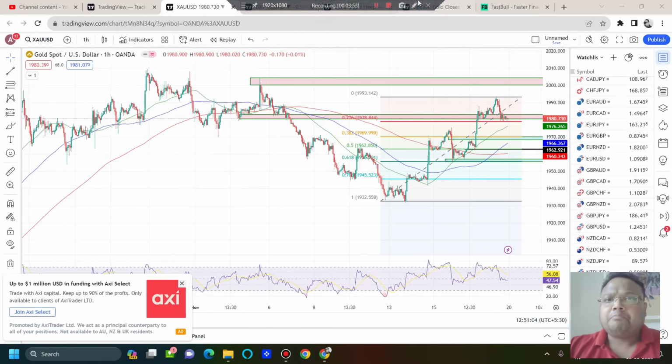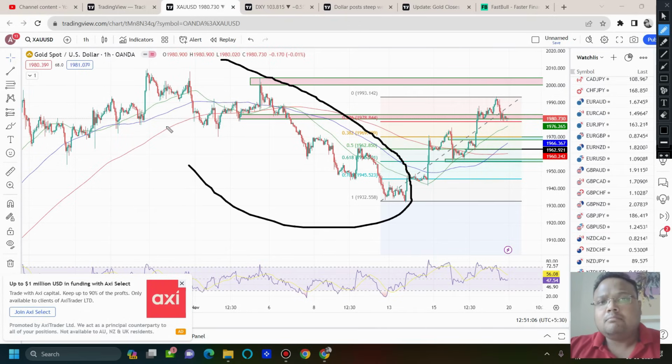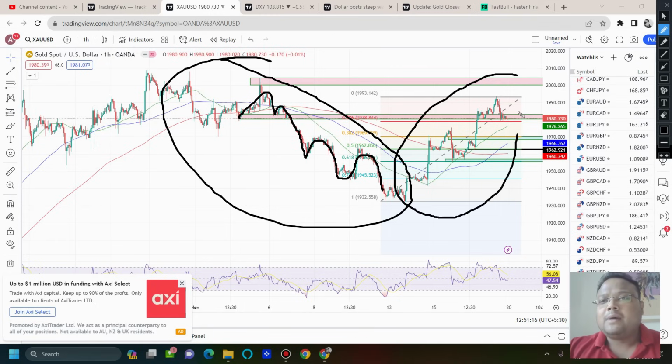Anyways, we had a downtrend a couple of days ago. The market was in a downtrend and the structure of the market was bearish, but we can see the structure of the market has changed right now. We can see in this particular portion of the market around 1940, 1950, the structure of gold changed completely.